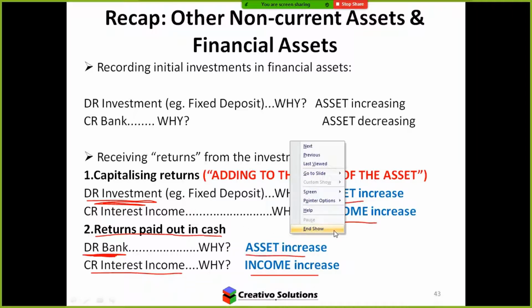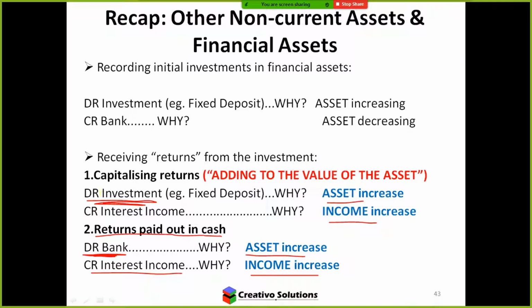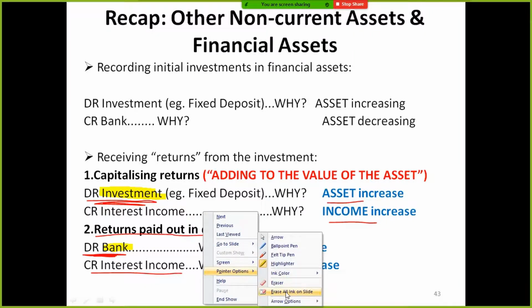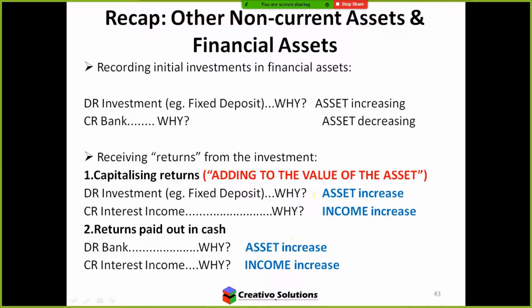The only thing different here is what? The account being affected: bank or investment. That's all. And that's what accounting is all about. It's just about record keeping. I have to record things appropriately. The net effect is the same, but the cash flow is very different.